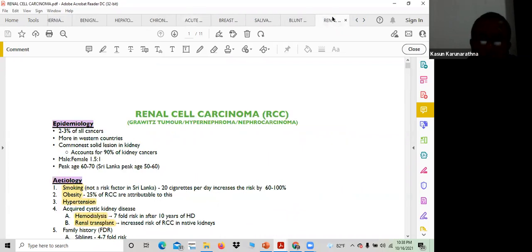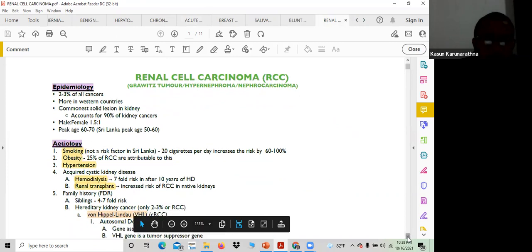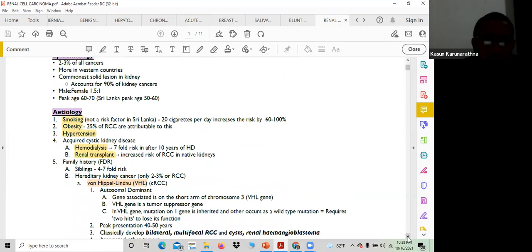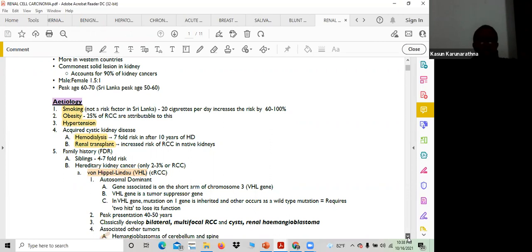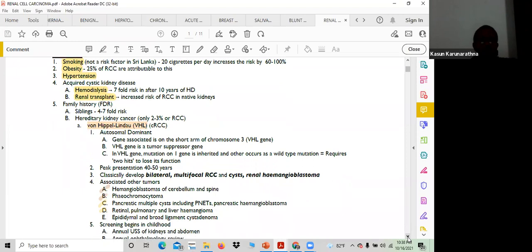Renal cell carcinoma. Etiology: smoking, obesity, hypertension, acquired cystic kidney disease, hemodialysis. So there's a 7-fold risk after 10 years of hemodialysis. Renal transplant, increased risk of renal cell carcinoma. Family history. Von Hippel-Lindau syndrome.